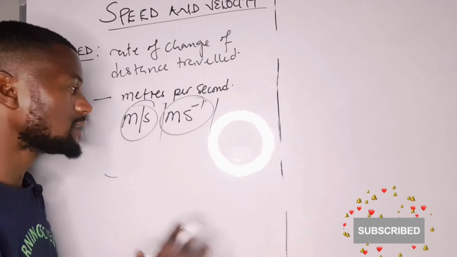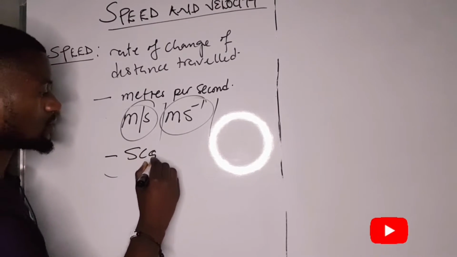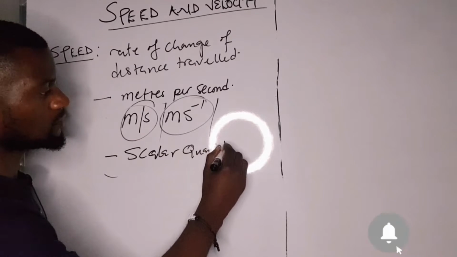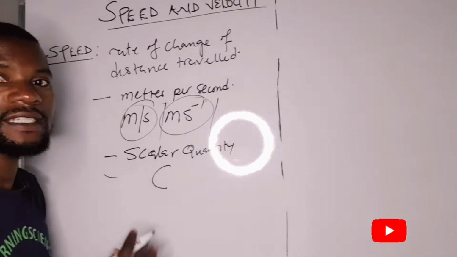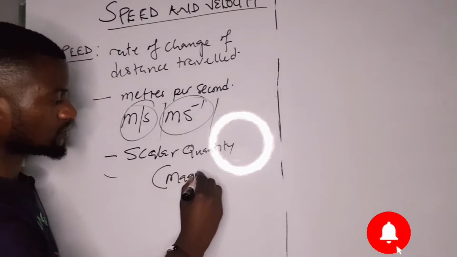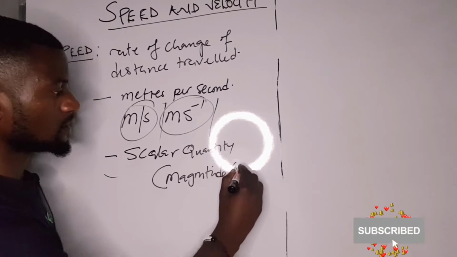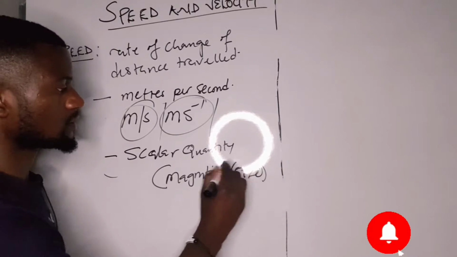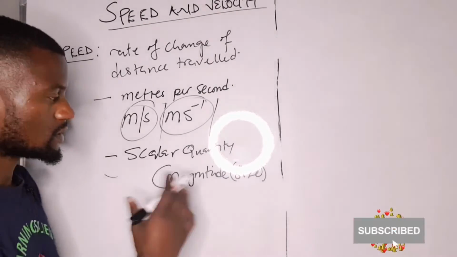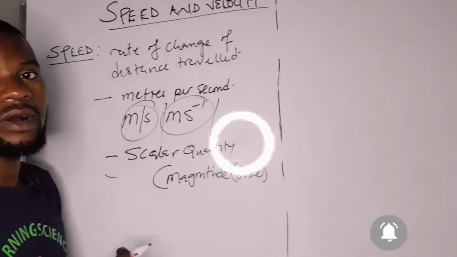And at the same time, speed is a scalar quantity, which simply means that speed has only magnitude. Magnitude, which is size. So speed has only magnitude, and that it is said to be a scalar quantity.